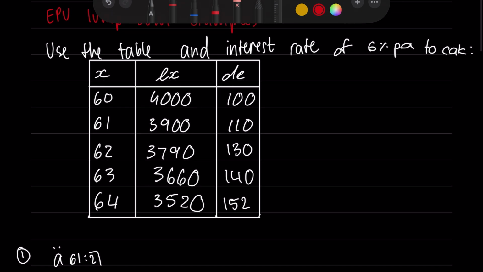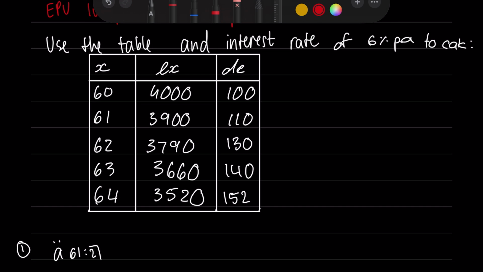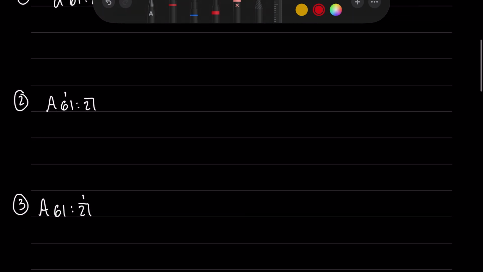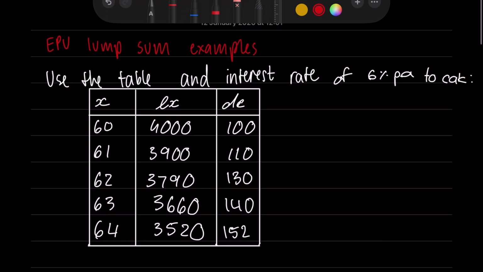In this video, we're going to do some examples of life contingency calculations. So let's get into it. The first question here, we're using a life table. Use the table and interest rate of 6% per annum to calculate the following. So we've got these four to calculate here using these values.